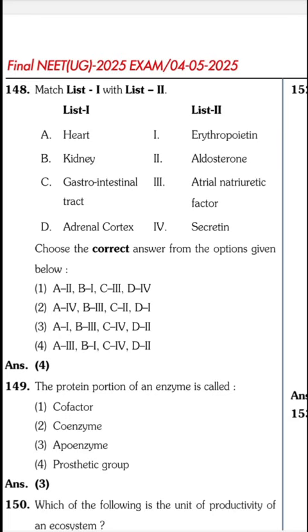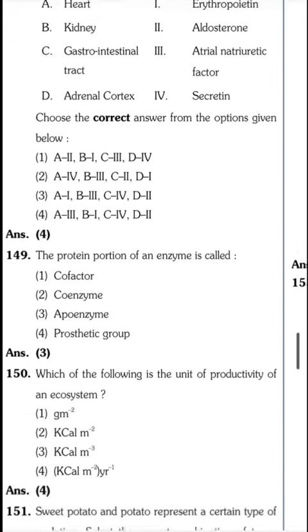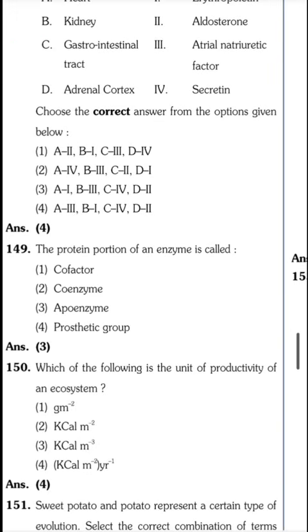The protein portion of an enzyme is called cofactor, coenzyme, apoenzyme, or prosthetic group? It is apoenzyme. Apoenzyme is inactive. And you should remember that cofactor, coenzyme and prosthetic group are non-protein components. They are all types of cofactors. So the third one is the correct option. Which of the following is the unit of productivity of an ecosystem? It is kilocalories per meter square per year.